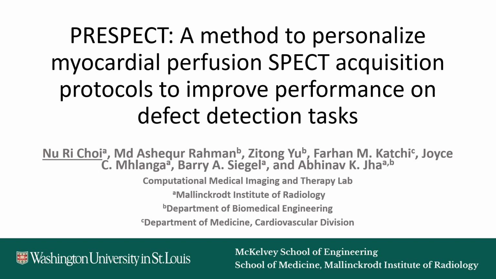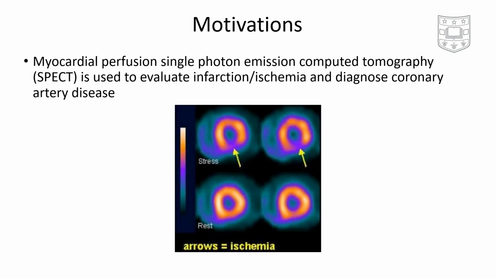I'd like to speak about PRESPECT, a method to personalize myocardial perfusion SPECT to improve performance on defect detection. We begin with the motivations for this work. Myocardial perfusion SPECT is a very common imaging procedure to evaluate infarction, ischemia, and diagnose coronary artery disease. Specifically, one is looking for areas of lower uptake within the myocardium as represented by this yellow arrow.